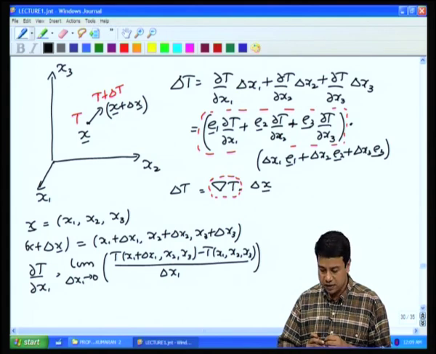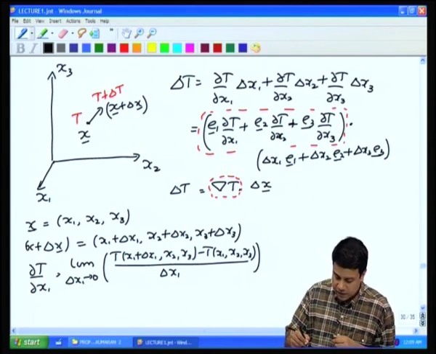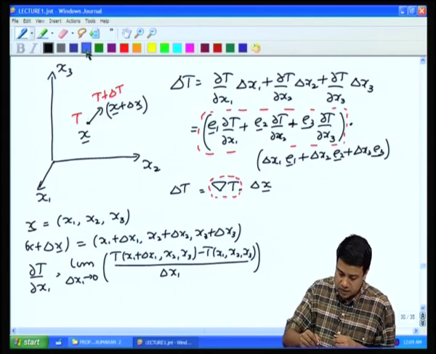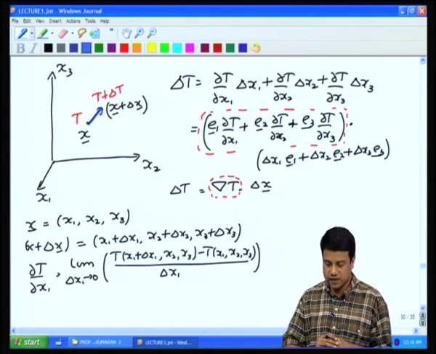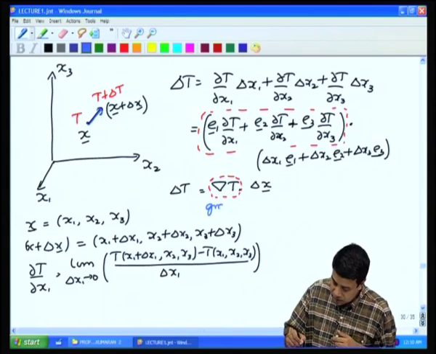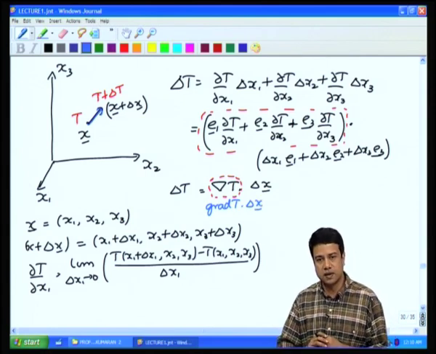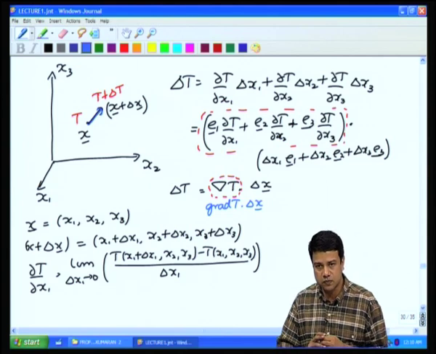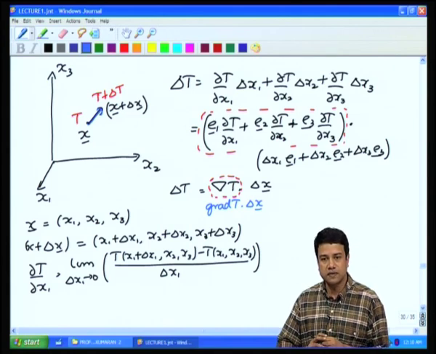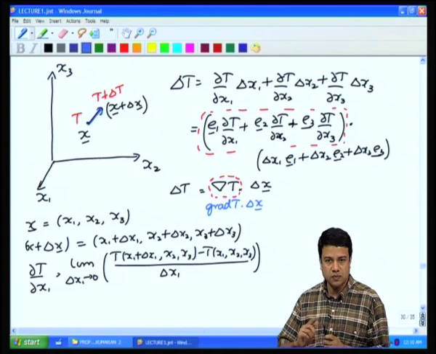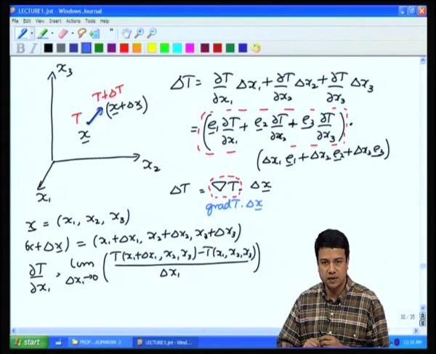Okay. Grad t is defined such that delta t, that is, if I am sitting at one particular location x and I move a small distance delta x to a new location, the change in temperature between these two, the final minus the initial point, is equal to the gradient of t dotted with the vector displacement that was moved. So, the gradient of t tells you how the temperature is changing locally as you move some distance around this point.